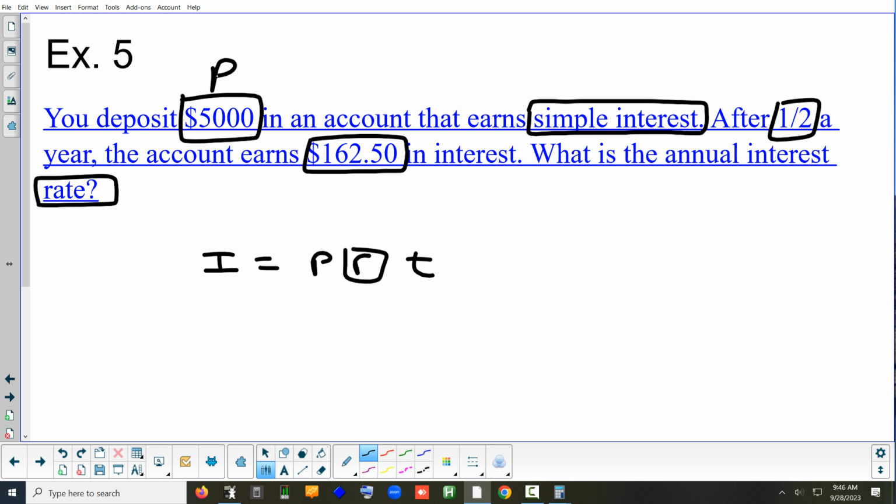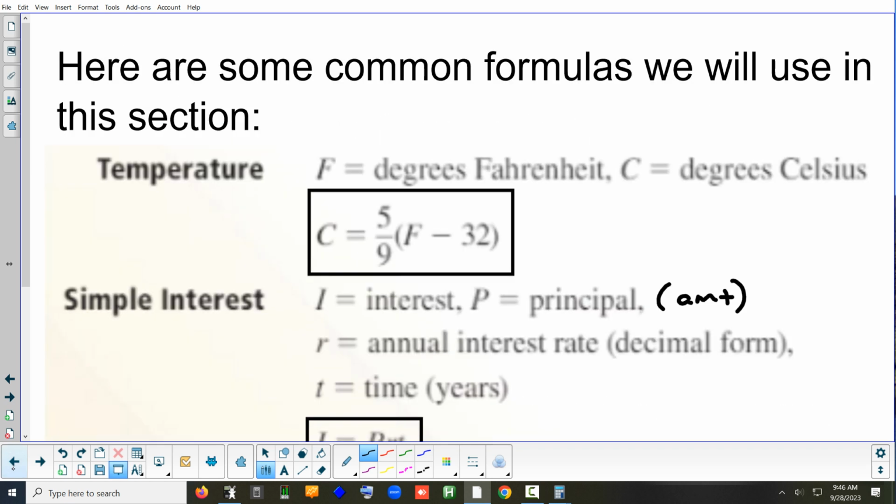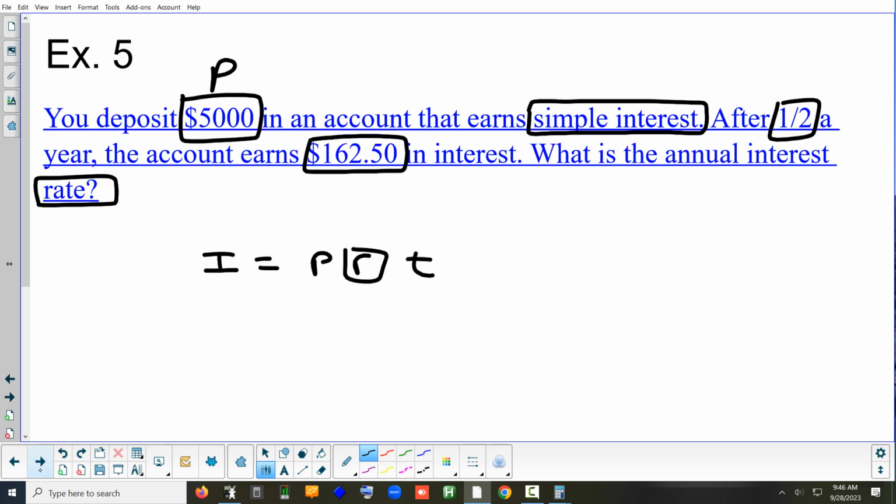Let's keep reading. How about 1/2 of a year? What's that 1/2 going to be? We're going to leave it as 1/2 because time always has to be in years when we do this. So what letter is the 1/2? T. Half is T. And now the account earns $162.50 in interest. So it kind of tells you. But what letter is the 162.5? I. That's the I.